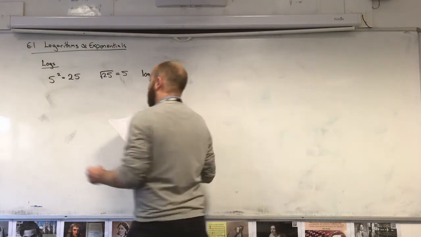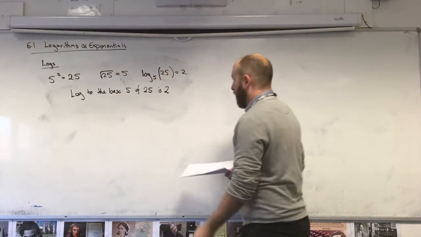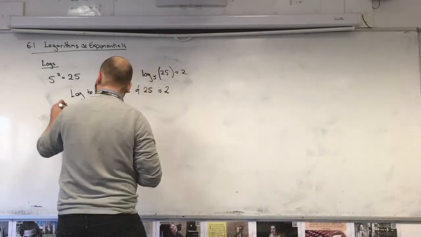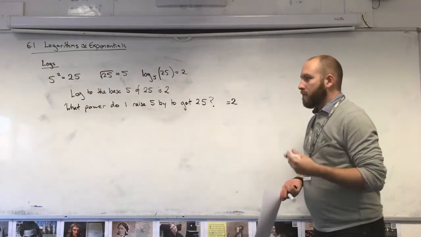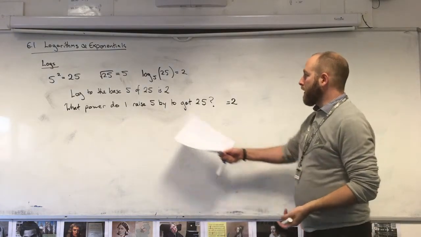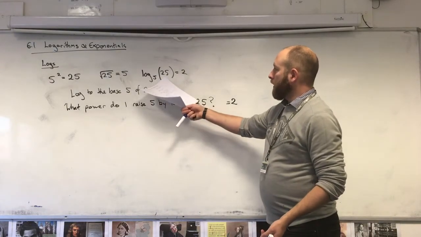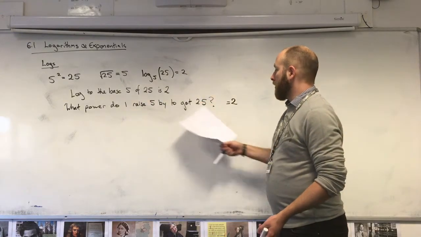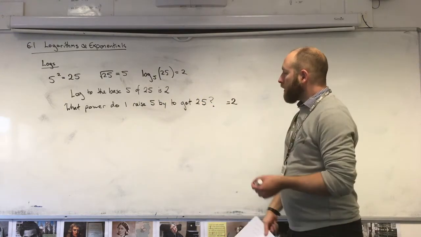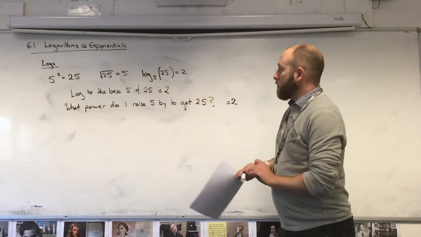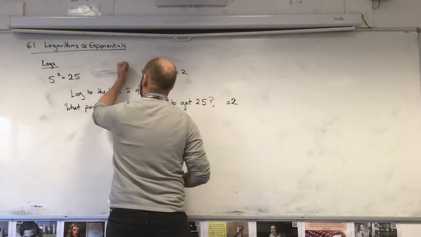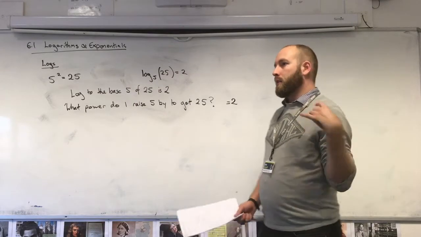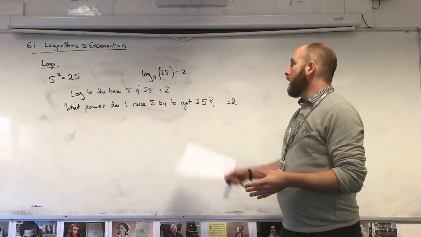So the way we say it is log to the base 5 of 25 is 2. In other words, what power do I raise 5 by to get 25? Log 5 of 25, and we need to raise 5 to the power 2 to get 25. So I always think it's a good idea to memorise these two. Remember to yourself, 5 squared is 25, and log to the base 5 of 25 is 2.